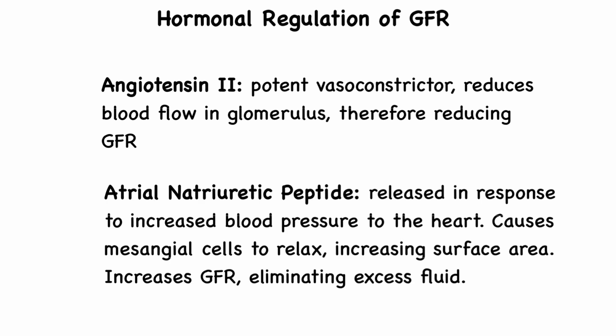Atrial natriuretic peptide is released by the cells of the right atrium in response to increased blood pressure to the heart. This hormone causes the glomerular mesangial cells to relax, increasing the surface area available for filtration. This then increases glomerular filtration rate, helping eliminate excess fluid.